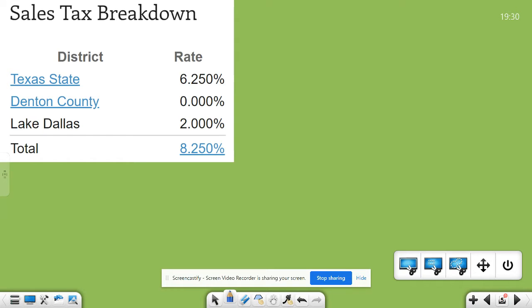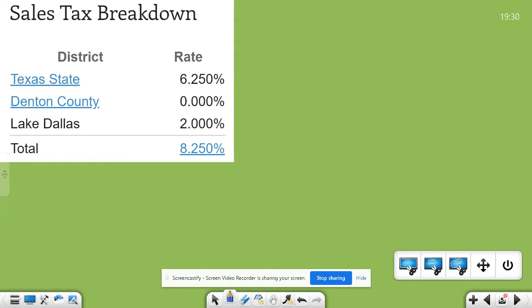This is the breakdown here in Lake Dallas. The state requires a 6.25% sales tax. That's across the board, across the entire state. And that money is used for the highways and roads and things that are not within the city limits. It also helps pay for salaries for state employees and what have you.